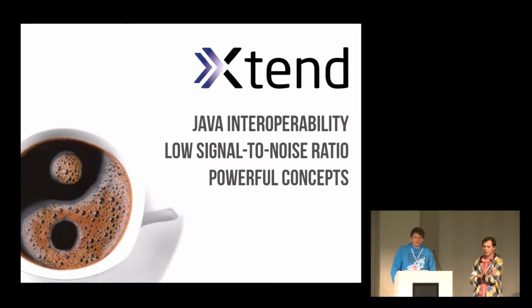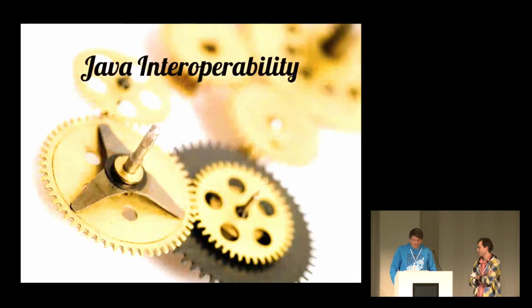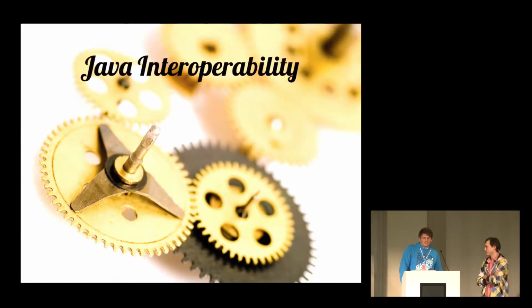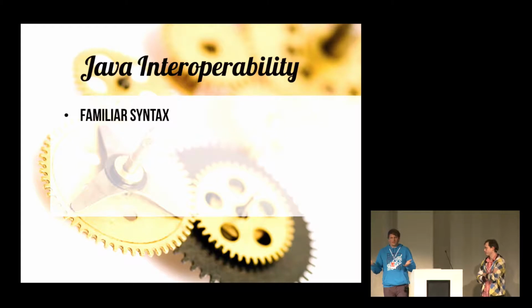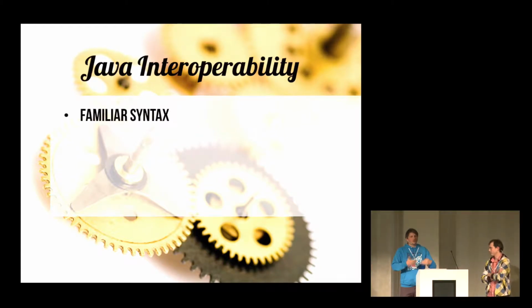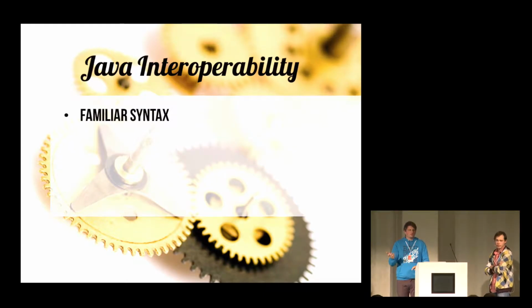So how did we do these 3 things? The Java interoperability topic, the first thing we did is we didn't try to invent yet another totally strange syntax, but we wanted to use the familiarity of Java such that Java developers get up to speed very, very quickly. So it's a matter of a couple of hours to get to speed with Xtend.